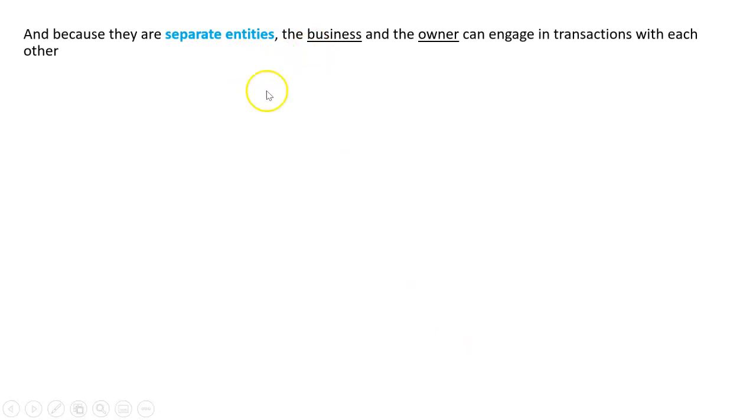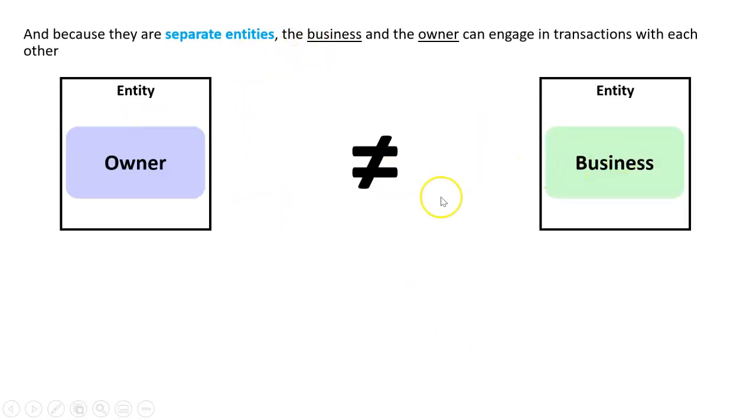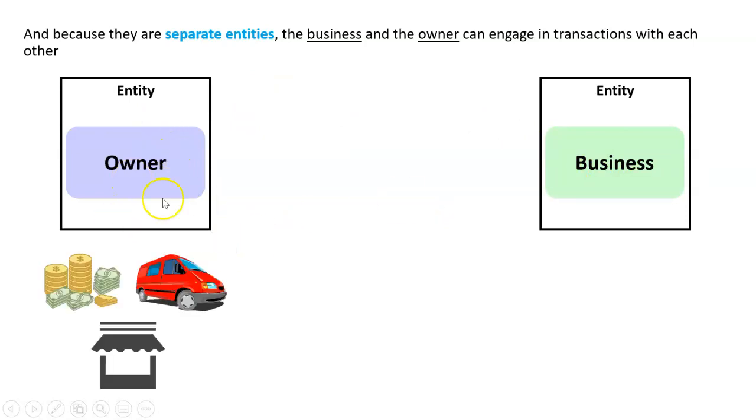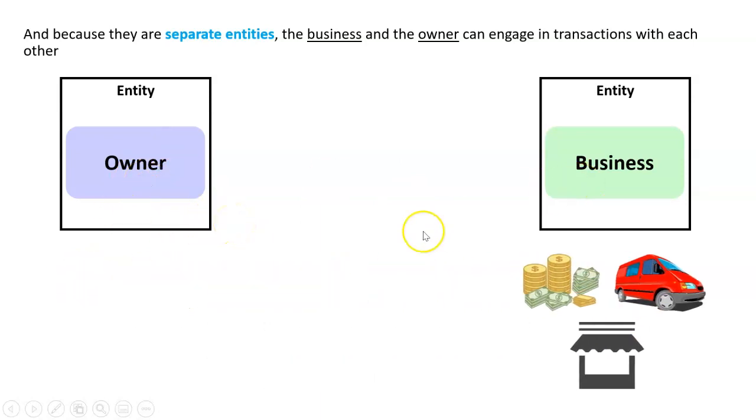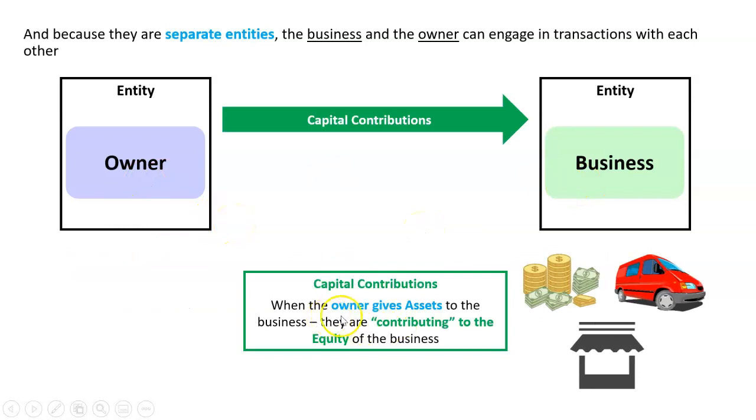So why? Because they are separate entities. Just one little topic that's going to come up a lot that we need to talk about is because the owner and the business are separate, well, they can kind of do transactions with each other. So the owner can give the business money, a car, property, anything that's an asset. Now, when the owner does that, that is called a capital contribution. When the owner gives assets to the business, it's got a funny title, capital contributions, but basically what we're saying is the owner is contributing to the equity of the business. They're giving the business an asset.